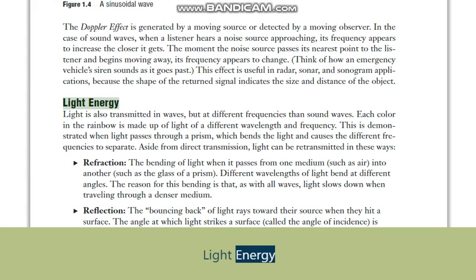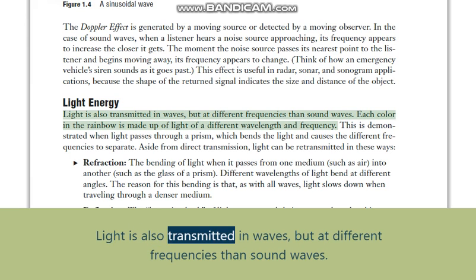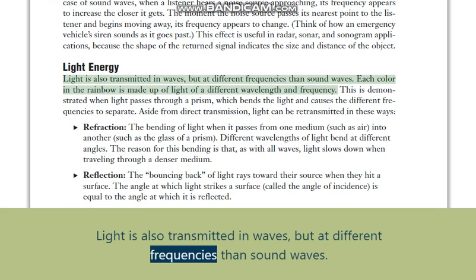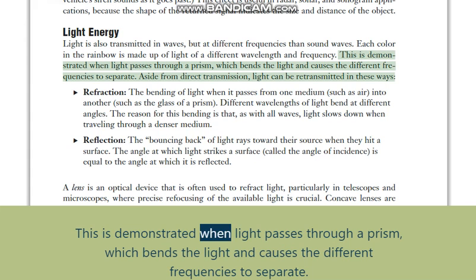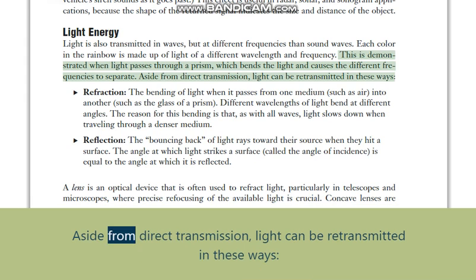Light energy. Light is also transmitted in waves, but at different frequencies than sound waves. Each color in the rainbow is made up of light of a different wavelength and frequency. This is demonstrated when light passes through a prism, which bends the light and causes the different frequencies to separate. Aside from direct transmission, light can be retransmitted in these ways.